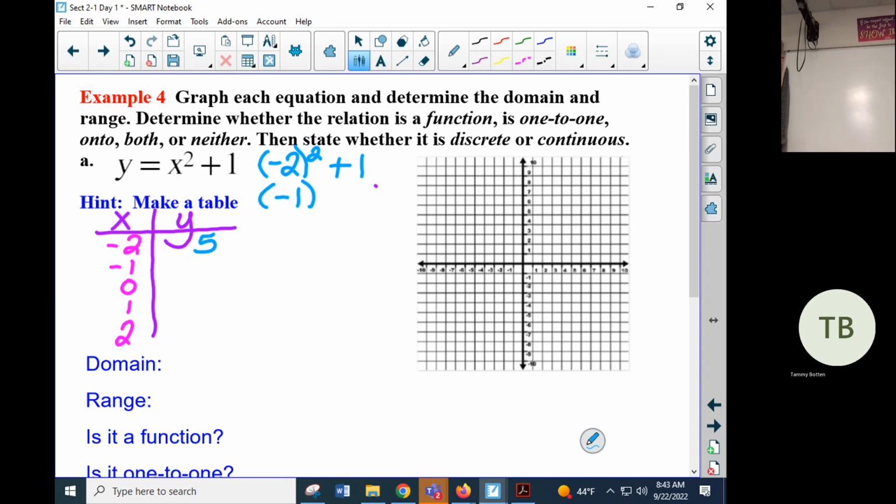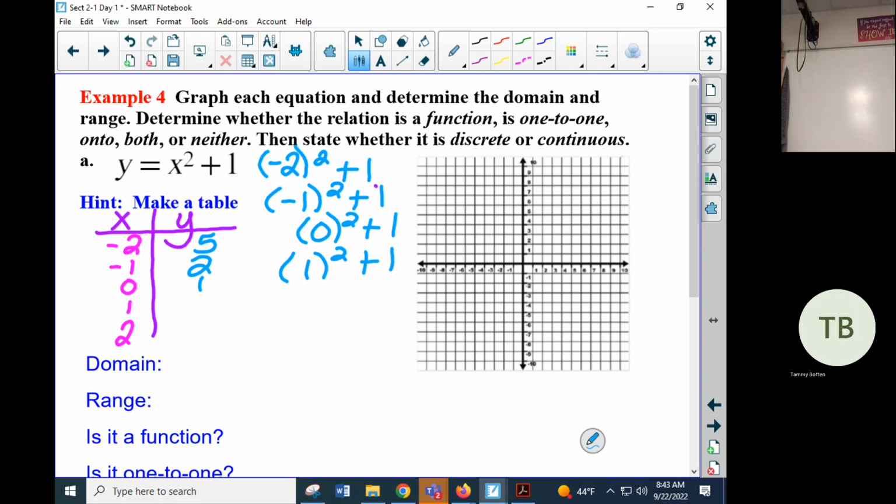When I go -1 squared plus 1, again, when you square a negative, it's positive. So that would be 1 plus 1, which is 2. When I put 0 in there, 0 squared is just 0. 0 plus 1 is 1. And then when I put 1 in there, 1 squared is 1. 1 plus 1 is 2. And then when I put 2 in there, 2 squared is 4 plus 1 is 5.